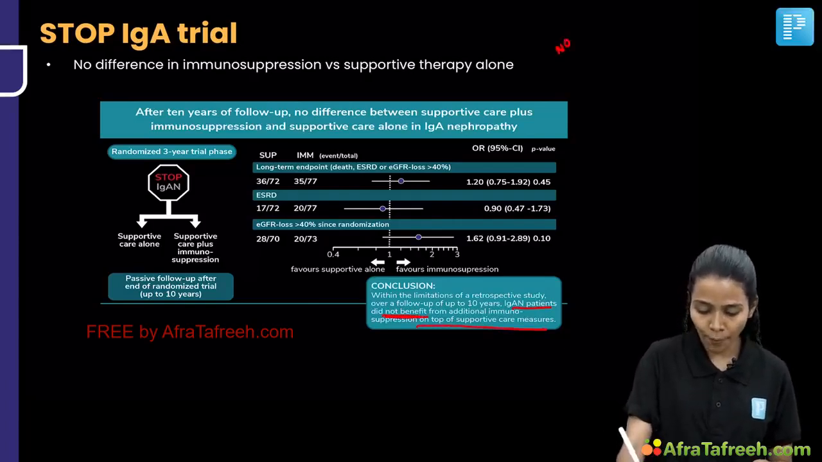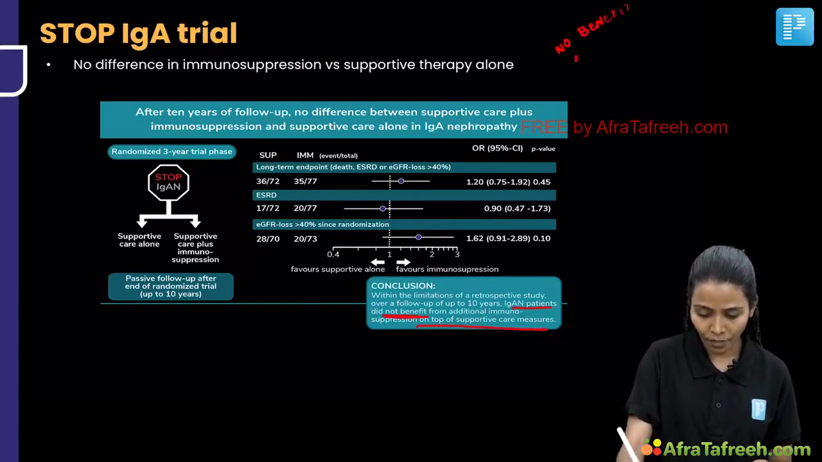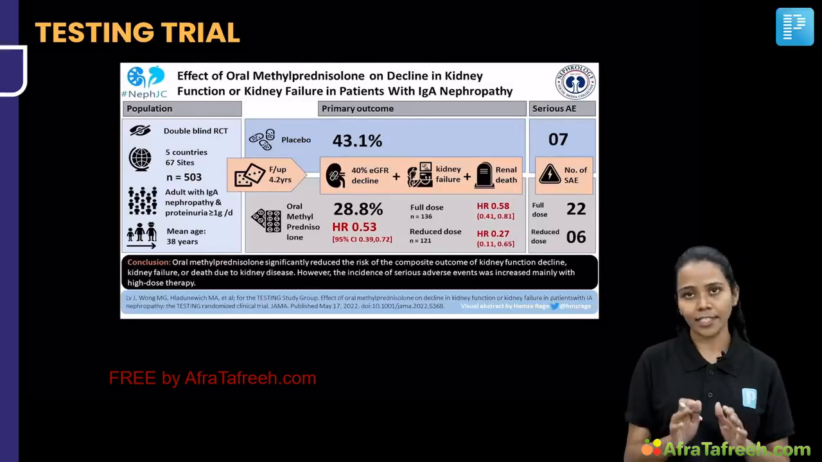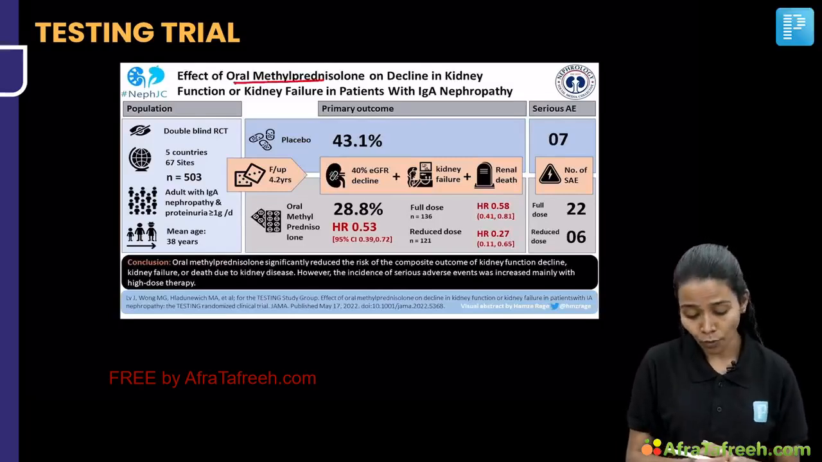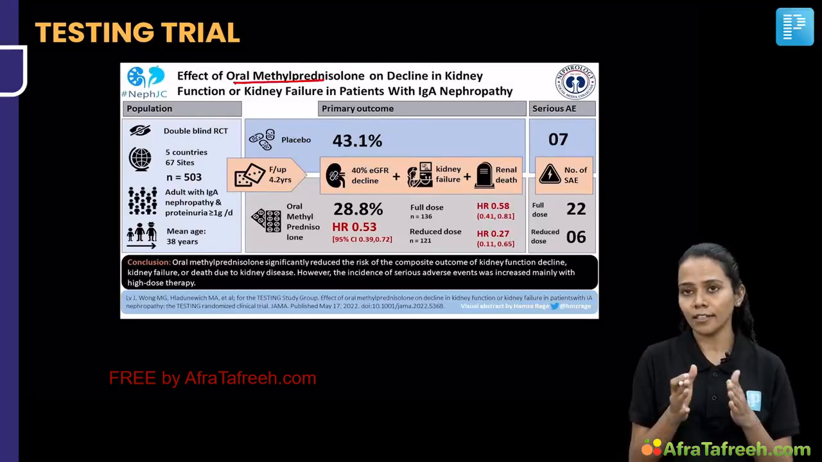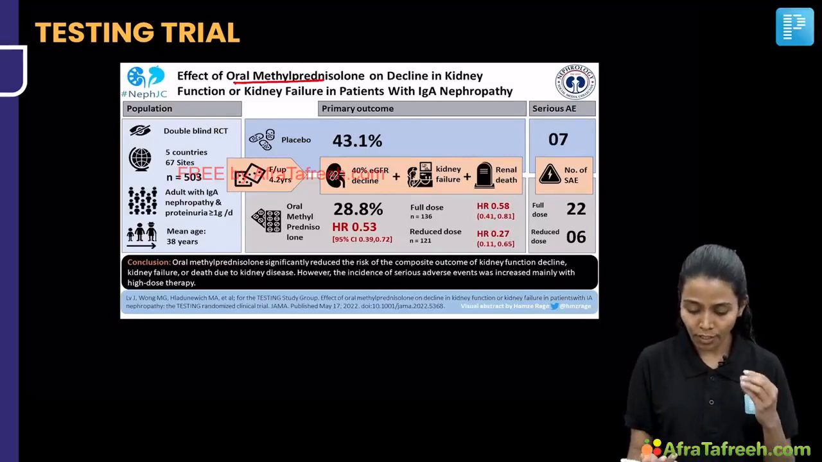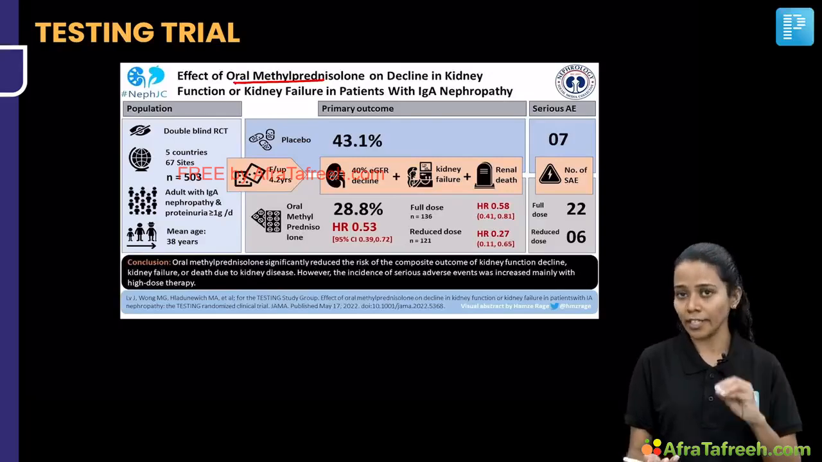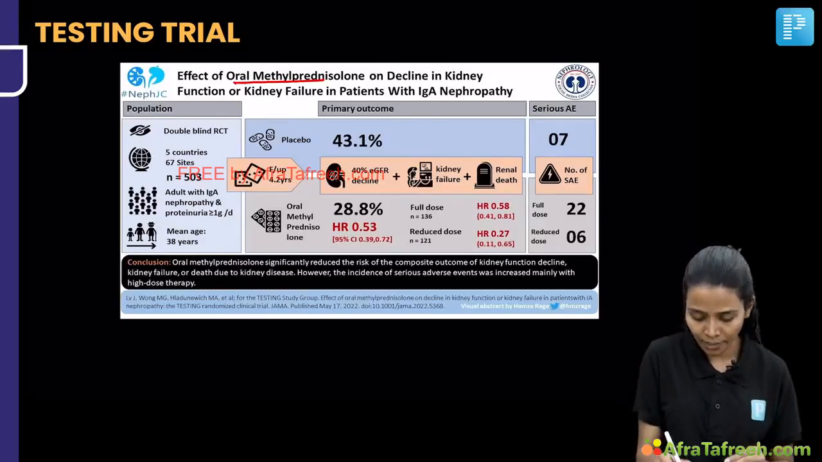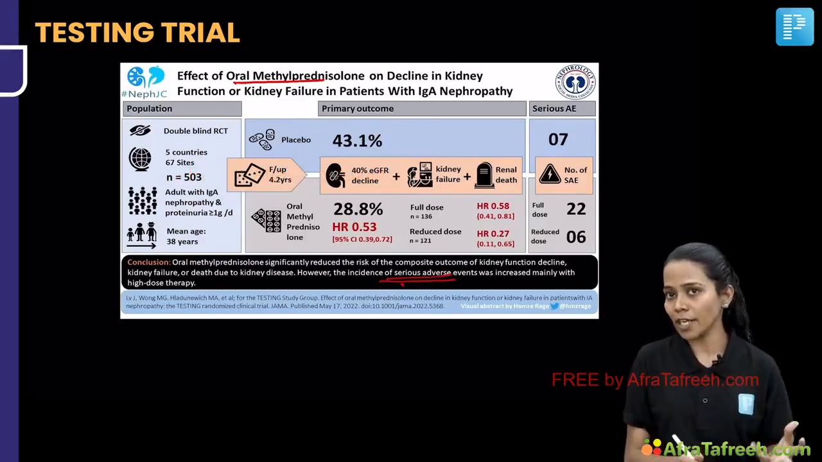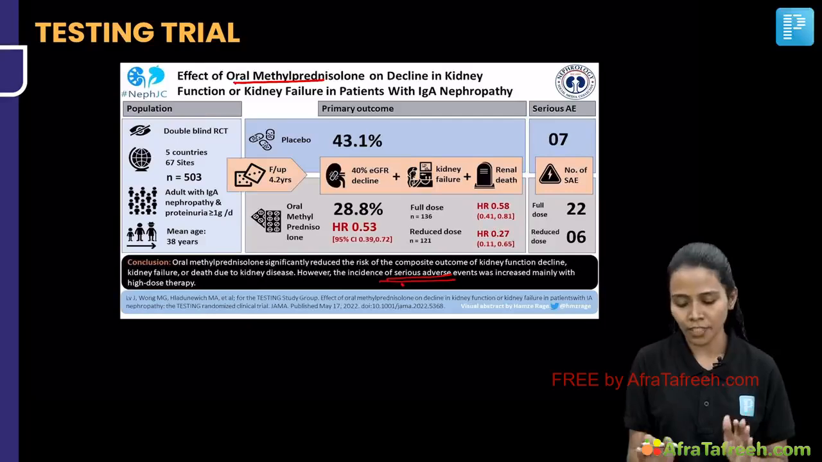So this STOP IgA trial shows no benefit of immunosuppression. Then other important trial is TESTING trial. This also checked the effect of oral methylprednisolone in IgA nephropathy. Though oral methylprednisolone reduced the effect of declining GFR, but there were high adverse effects. Okay, actually this trial was stopped early because it was high dose therapy and so many adverse effects were seen.